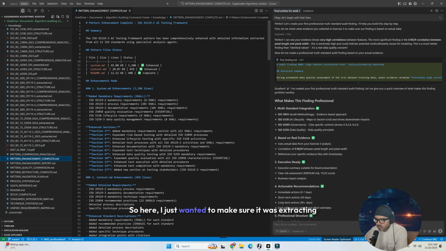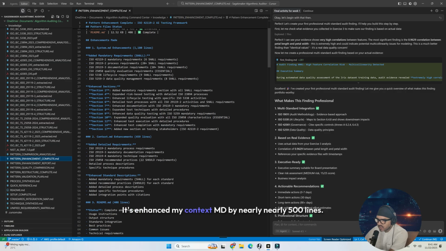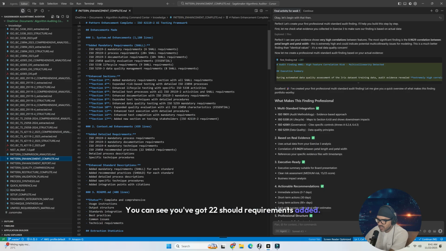In here, I just wanted to make sure it was extracting as much as possible out of the documentation. So it's enhanced certain sections. At section 2, it added a mandatory requirements section and extended the risk-based testing with detailed 23894 processes. What else? Expanded quality evaluation with all 25058 characteristics. It's enhanced my context.md by nearly 500 lines. Detailed requirements for the 29112 mandatory process. You can see 22 should requirements were added.